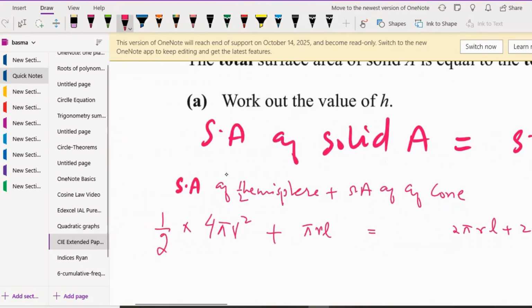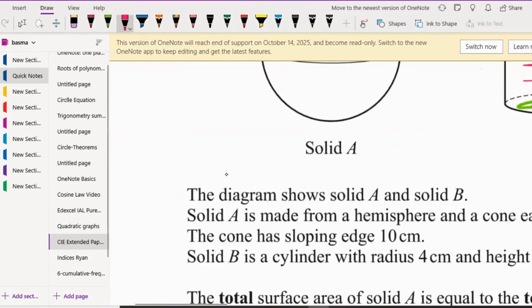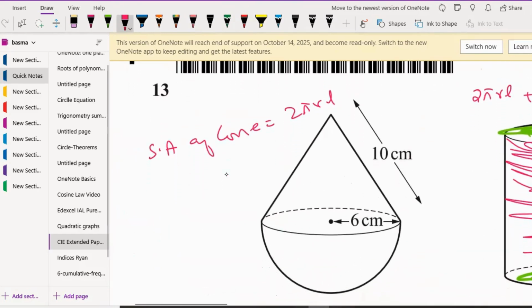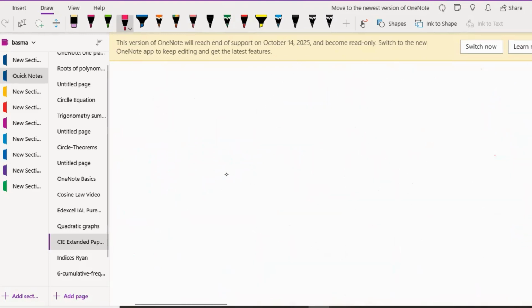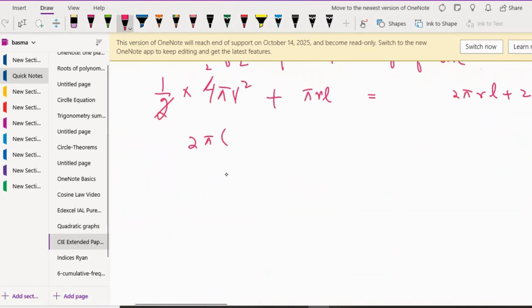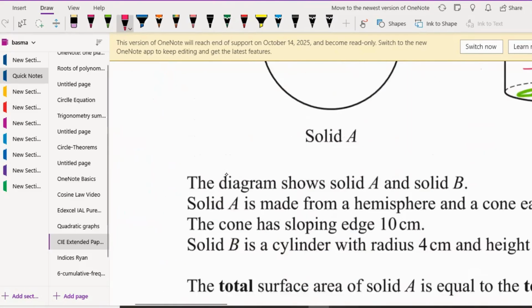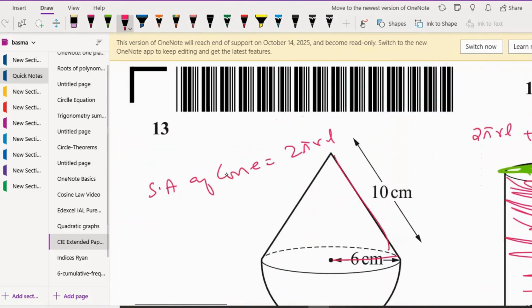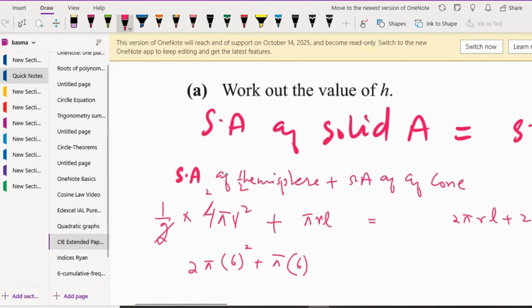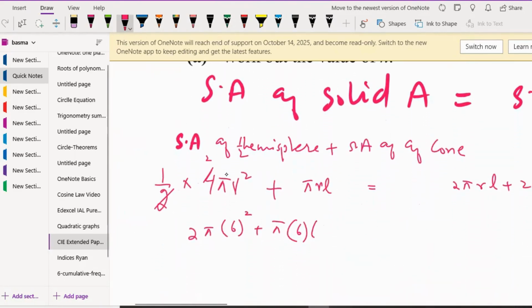Half times 4 is just 2, and then pi r. What is the radius for the hemisphere? The hemisphere and the cone share the same radius, 6, so that's going to be 6 squared, plus pi r. The radius again is 6, and the length l is the slant height. The slant height for this cone is 10, so that is going to be 10 times 10.